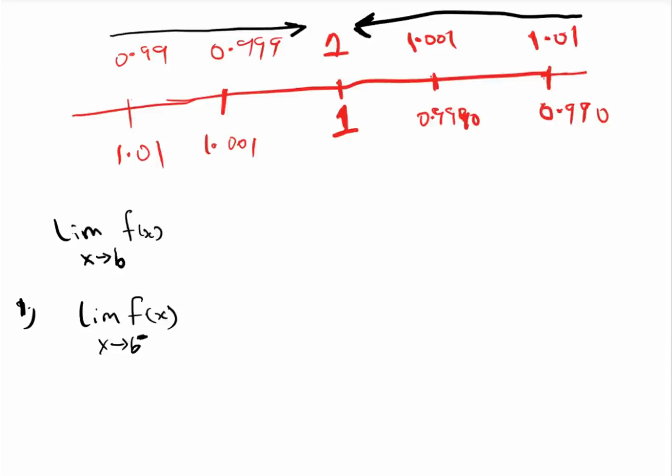So let's see if we can change the limit by assuming x to be equal to x minus h. If we substitute x to be this expression in this function, then we have the limit of f of x minus h, and now it's no longer x approaches b but h approaches zero.